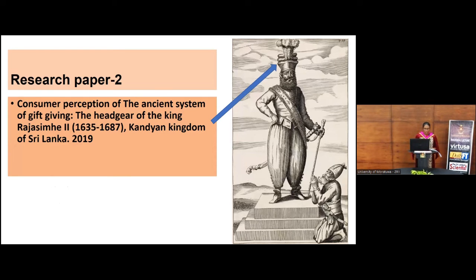Now, I would like to talk about another theoretical paper. The paper title is Consumer Perception of the Ancient System of Gift Giving, the Headgear of King Rajasinghe II, Kandyan Kingdom of Sri Lanka, which was published in 2019.